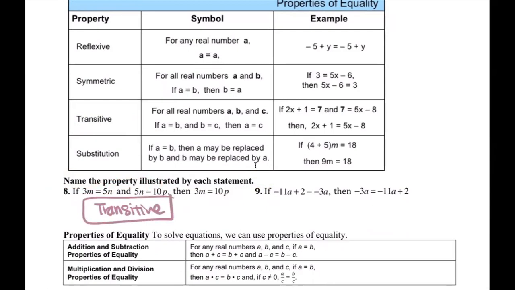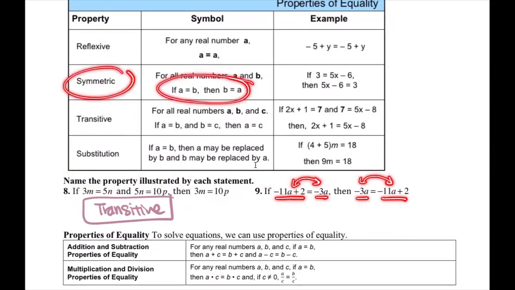Okay, next one, I see if 11a plus 2 is equal to negative 3a, then negative 3a must be equal to negative 11a plus 2. All right, so basically we flipped around the equal sign. So that is our symmetric property.